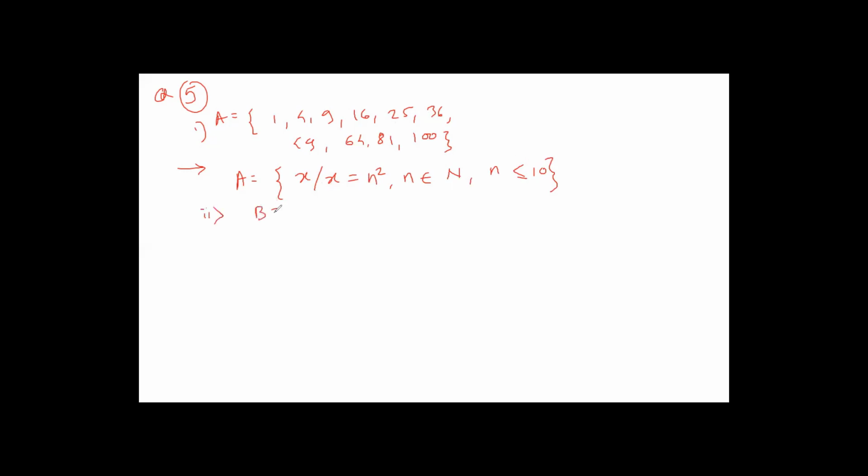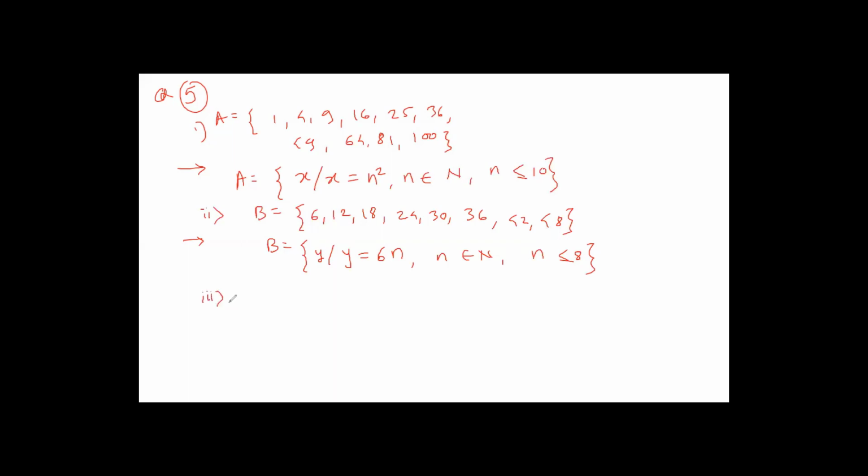The second example is asked, B equals 6, 12, 18, 24, 30, 36, 42, 48. You have to write in rule method. How will you write? The set of all elements y such that y equals 6n. Why? Because all these numbers are multiples of 6. And this small n belongs to natural numbers, and small n is less than or equal to 8, because the last number is 6 times 8. So 6 times 8 is 48, so small n is less than or equal to 8.